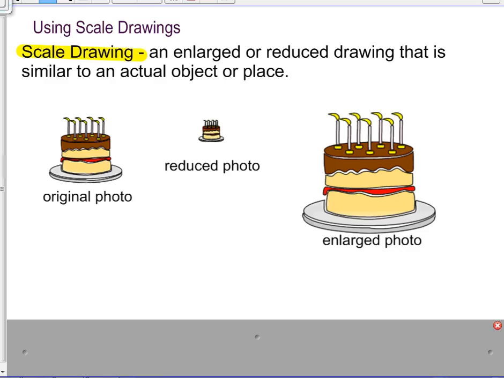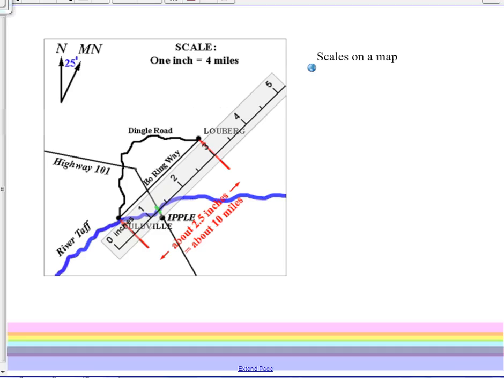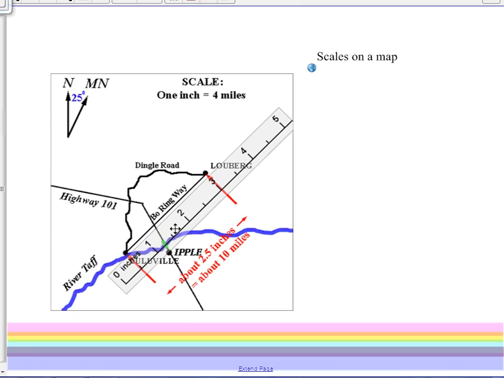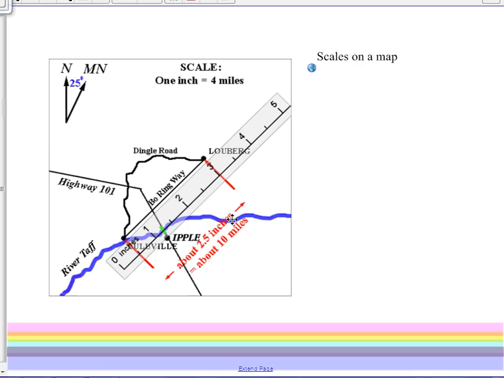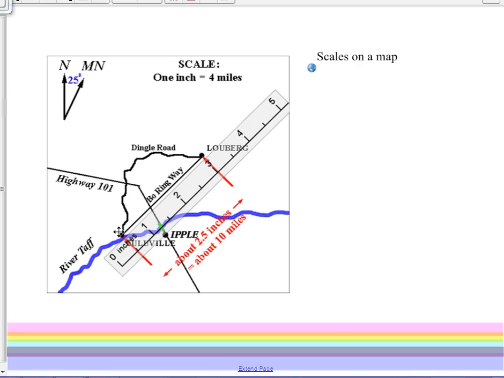All right, so just like I was saying, with a map, we could figure out how many inches it is from, let's say, a town to another town, okay? And it will help you figure out how far away those two towns are, okay?